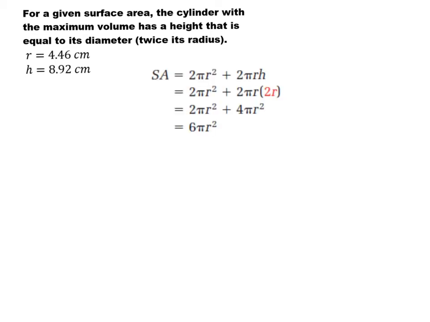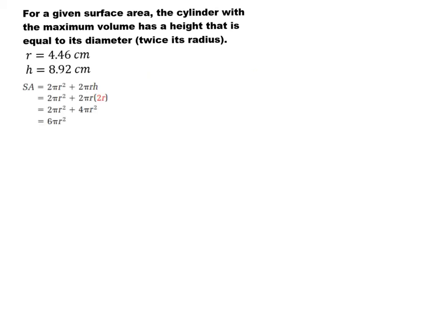When we do this, we end up with the expression 6 pi r squared, and we can use the equation surface area equals 6 pi r squared to find the radius of the cylinder with the maximum volume when given a surface area. Let's use the given surface area for the cylinder in the chart.